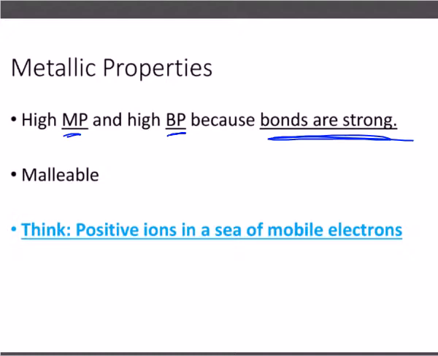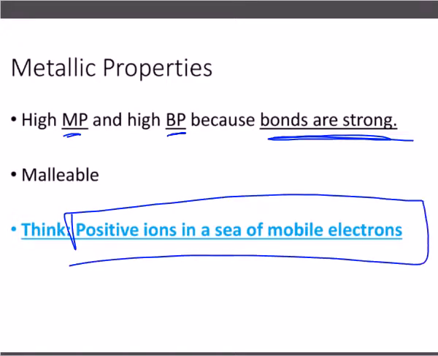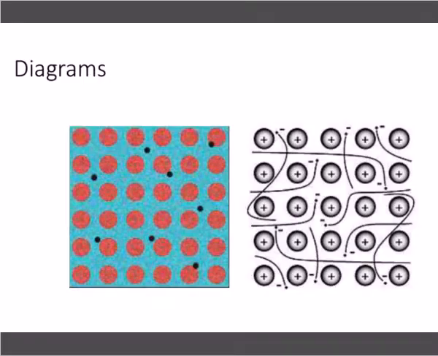Malleable. What does that mean? You can bend it, all right? It's bendable. All right? Here's the idea. Positive ions in a sea of mobile electrons is the idea that you want to keep in mind. The phrase sea of mobile electrons. They can move freely. That's what makes them such good conductors of heat and electricity.